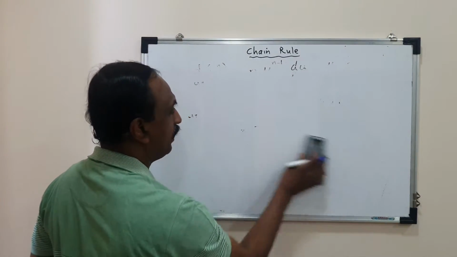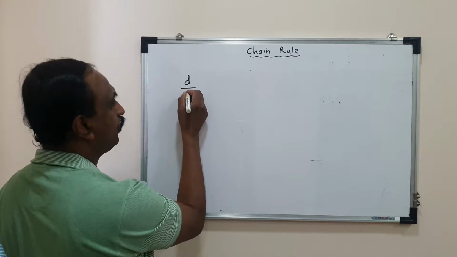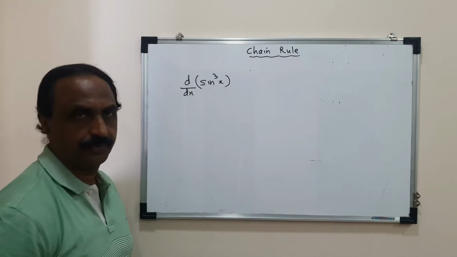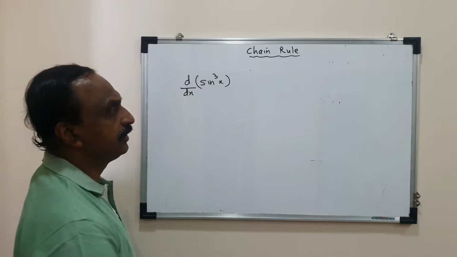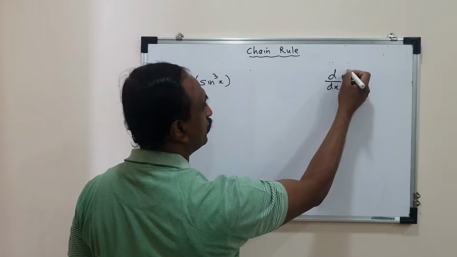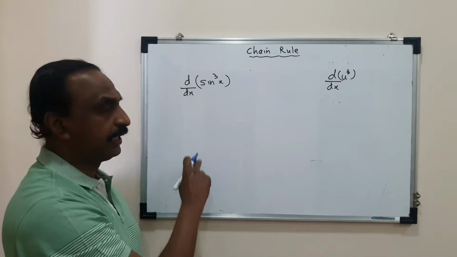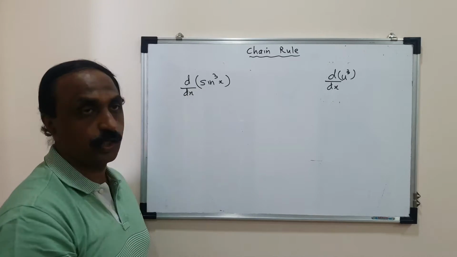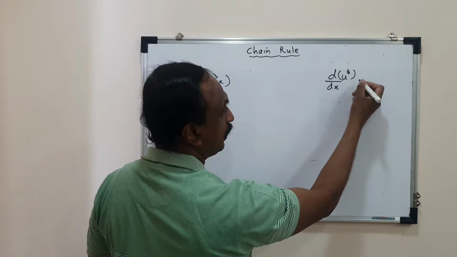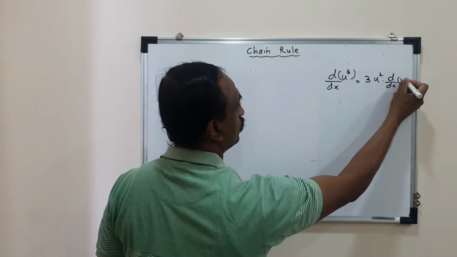Let's say I have d by dx of sine cube x. Now what is the power here? 3. So it is similar to d by dx of u cube. You can see that the derivative is with respect to x, but the base is not x. So we cannot apply the direct formula. If they both are different, it is 3u square into the derivative of u.